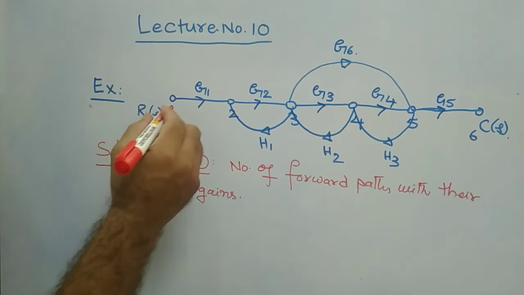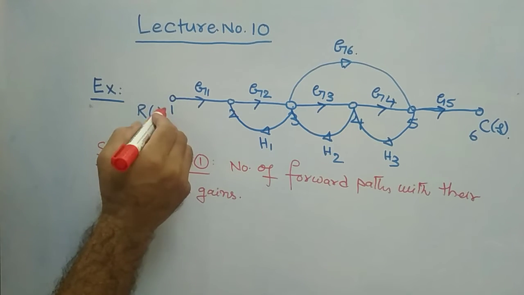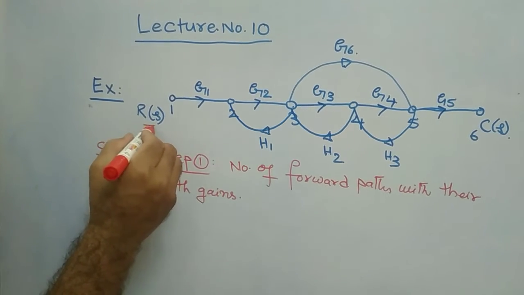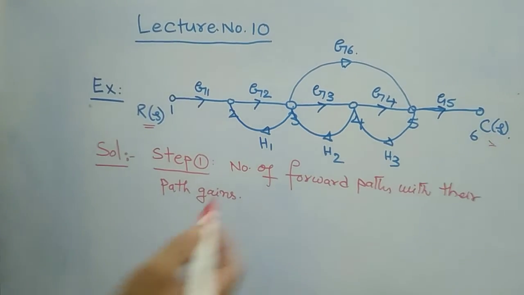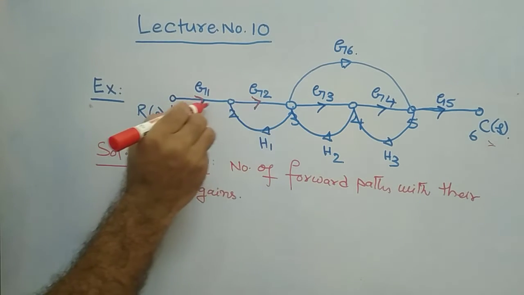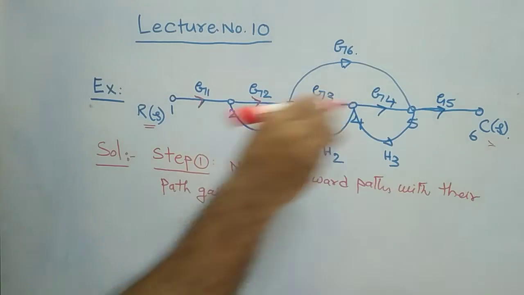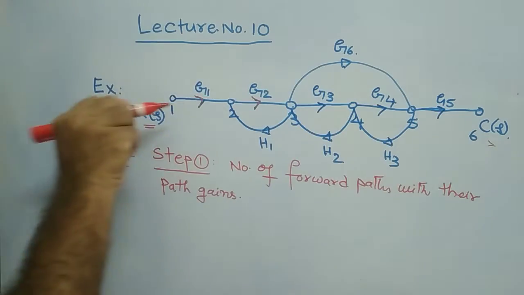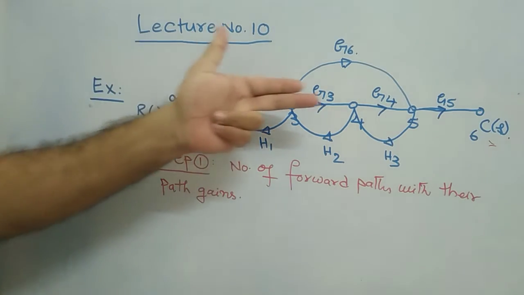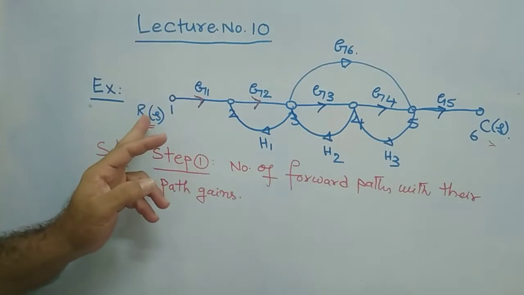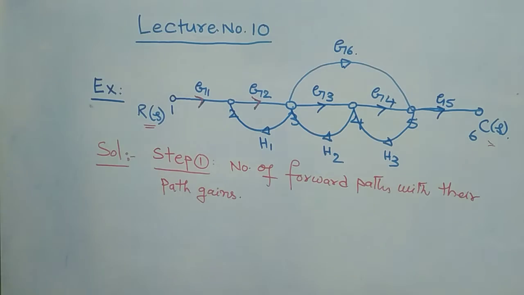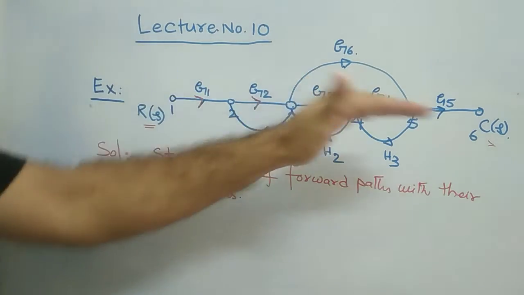Then consider the first path which is available between R of S and C of S. If you see, there is a direct path G1, G2, G3, G4, G5. This is the straightforward path available from R of S to C of S, because all the arrow marks are directed towards C of S. Starting from R of S they go forward and reach C of S. That is nothing but your first forward path.